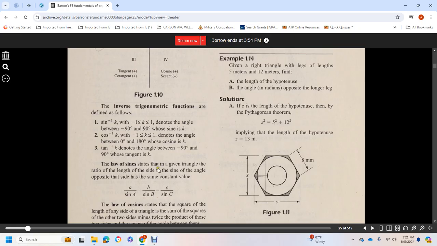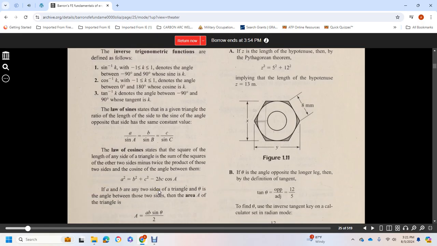The law of sines states that in a given triangle, the ratio of the length of a side to the sine of the angle opposite that side is the same constant value: a over sin A is equal to b over sin B is equal to c over sin C. The law of cosines states that the square of the length of any side of a triangle equals the sum of the squares of the other two sides minus twice the product of those two sides and the cosine of the angle between them: a squared equals b squared plus c squared minus 2bc cosine A.